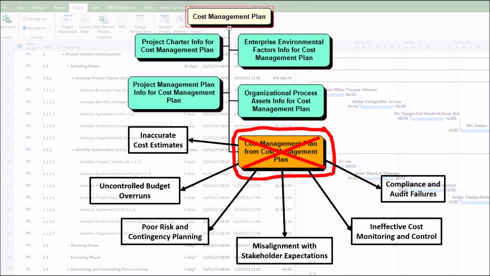6. Compliance and audit failures. Poor documentation can lead to legal or regulatory issues. For example, a government project fails an audit due to improper cost tracking.